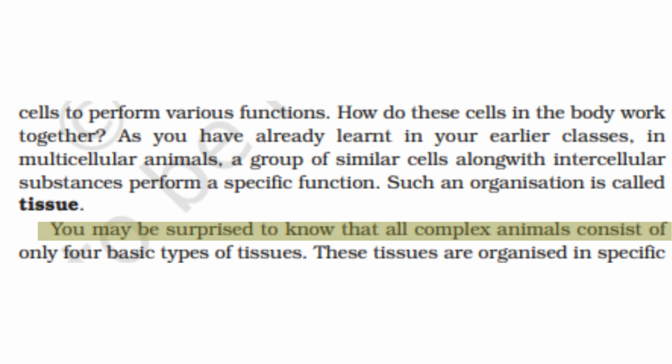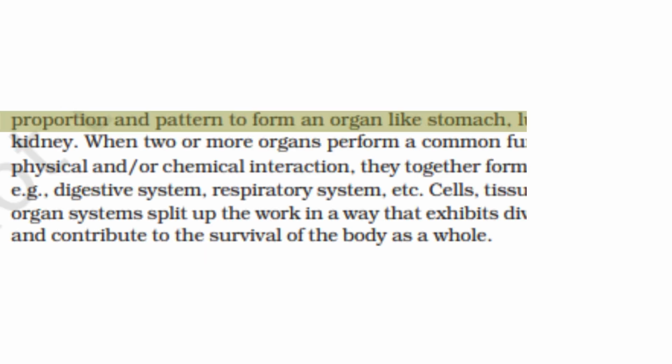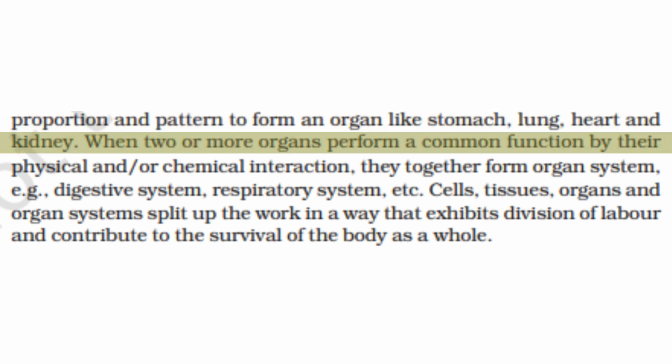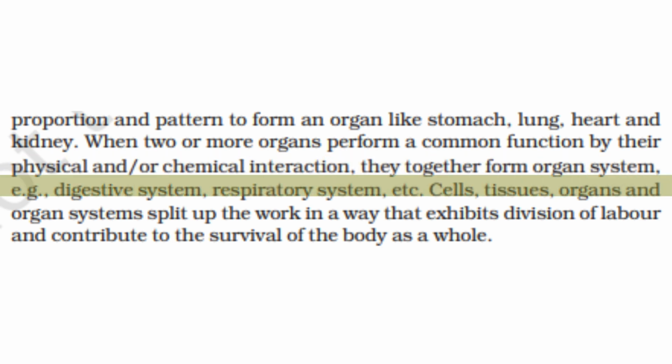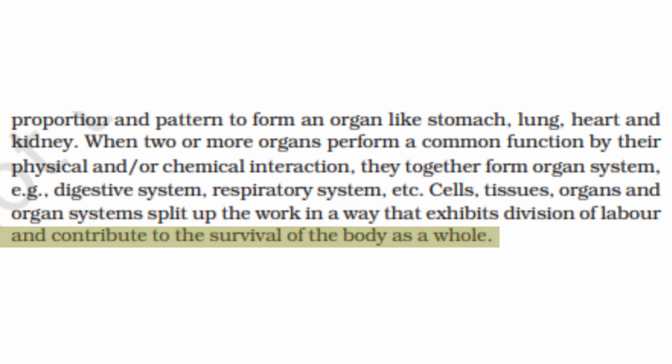You may be surprised to know that all complex animals consist of only four basic types of tissues. These tissues are organized in specific proportion and pattern to form an organ like stomach, lung, heart, and kidney. When two or more organs perform a common function by their physical and or chemical interaction, they together form organ system. Example, digestive system, respiratory system, etc. Cells, tissues, organs, and organ systems split up the work in a way that exhibits division of labor and contribute to the survival of the body as a whole.